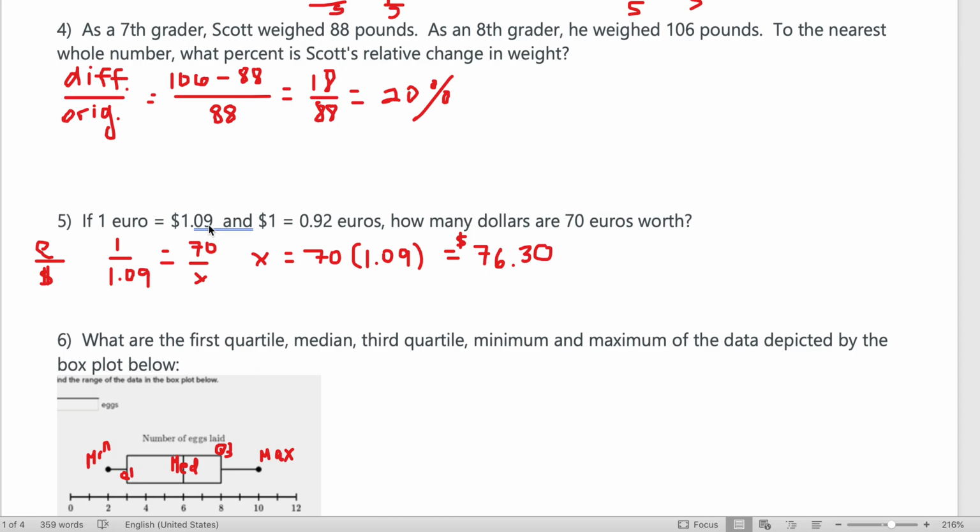Next up, if €1 is $1.09 and $1 is 0.92 euros, how many dollars are 70 euros worth? Now you could do this the old way, and a lot of students did get it correct when they did that, and that's fine.